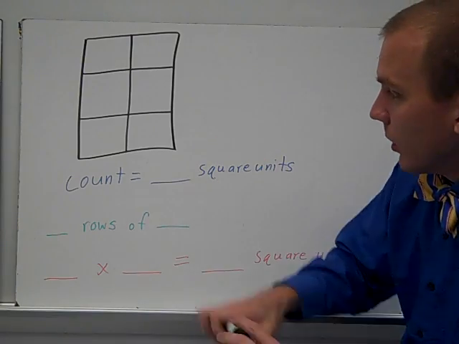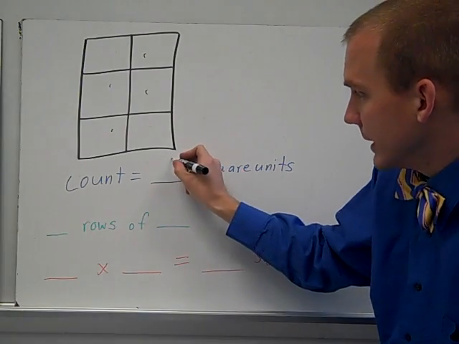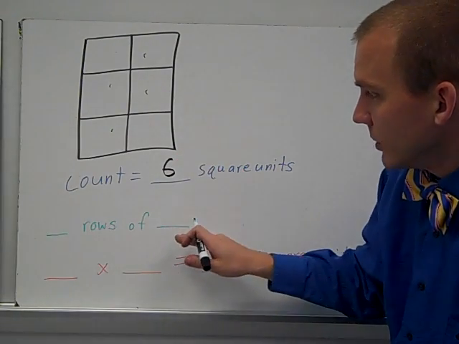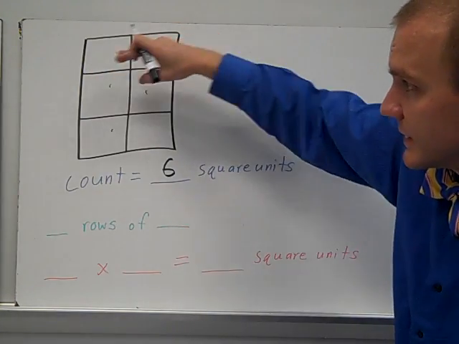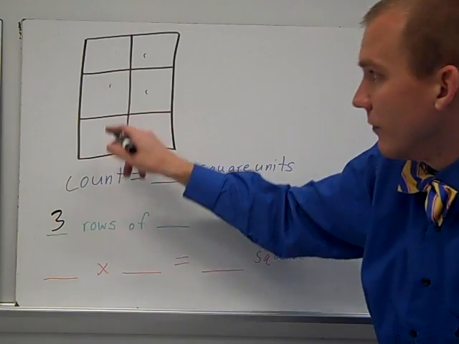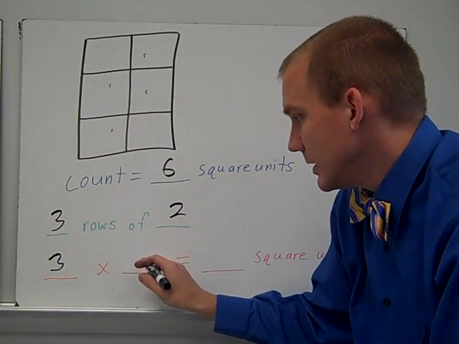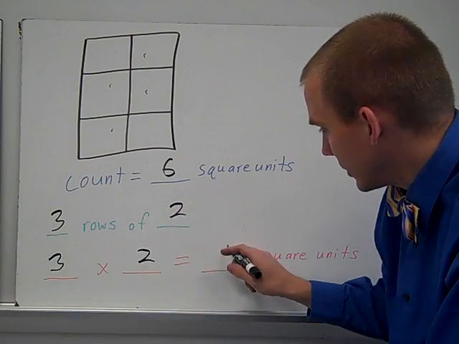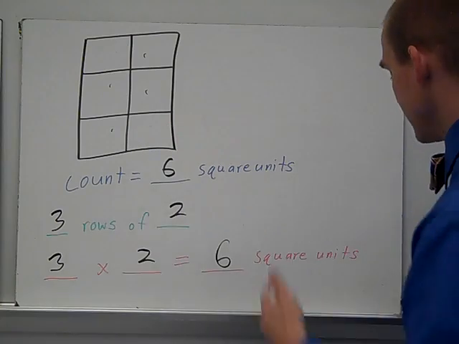Alright, so when we count it, 1, 2, 3, 4, 5, 6 square units. How many rows of how many? It doesn't matter how you look at this, but rows generally are considered side to side. So 1, 2, 3 rows of 2 are in each row. So it's 3 times 2, and that equals 6 square units. Again, the same number as counting.